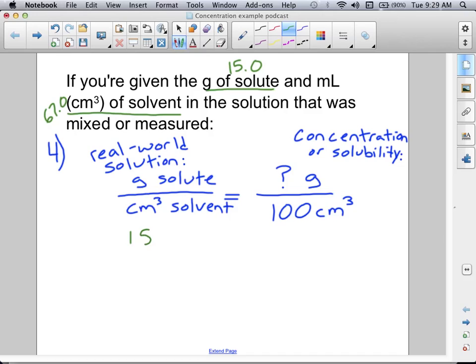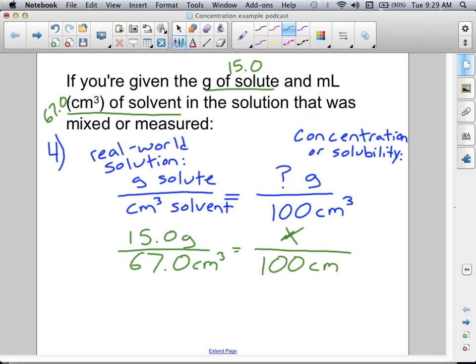So I would set up my proportion to be 15.0 grams over 67.0 centimeters cubed. And then I'm looking for how many grams would go in 100 centimeters cubed. Then you can solve this proportion for x however makes sense for you, whether it's scaling up and scaling down, or cross products, or solving for x. So that's one type of problem that you're commonly going to get.